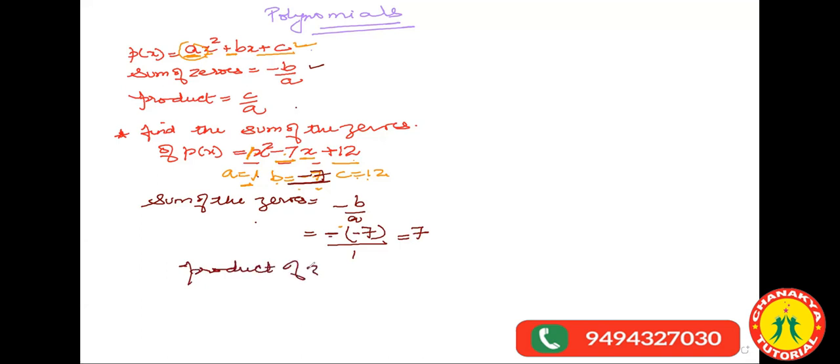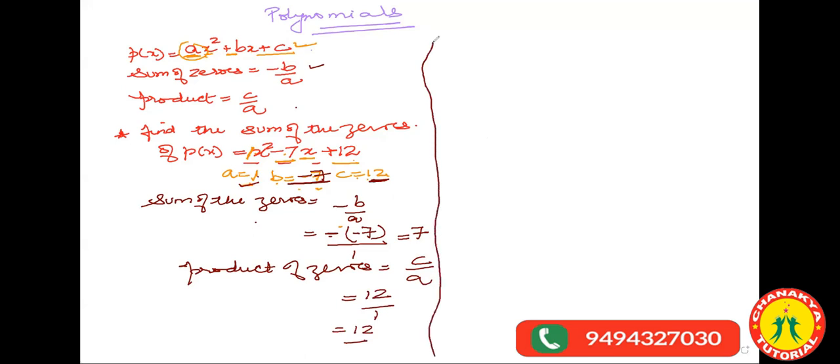Now the product of the zeros. The formula for the product of the zeros is c by a, beta. Now the value of C is 12 and the value of A is 1, so the product of the zeros will be 12. All have understood this, beta? If a quadratic polynomial is given, this is how you will find the sum of the zeros and the product of the zeros. Clear? Show me your thumbs up, all of you.